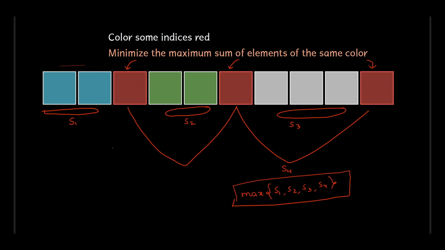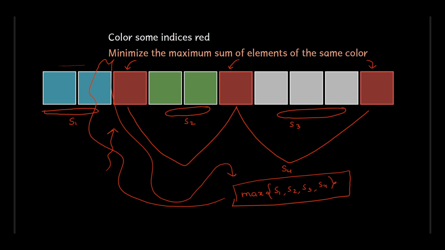Now you will notice that S1, S2, S3 and S4 are not fixed. Why? Because you are allowed to choose as many barriers as you want and at any location that you want. This is just one example that I gave you. So amongst all the possible choices of barriers, you have to find a configuration that minimizes the maximum sum of elements of the same color. So you have to minimize this maximum sum.